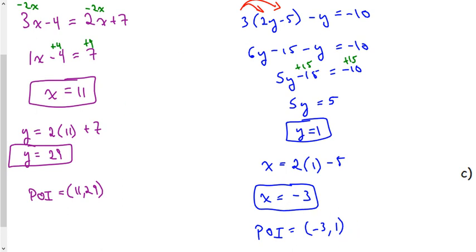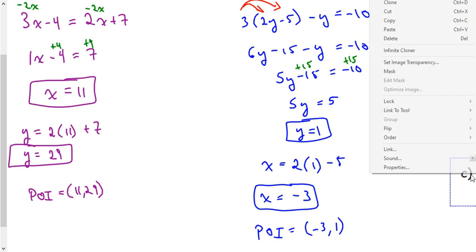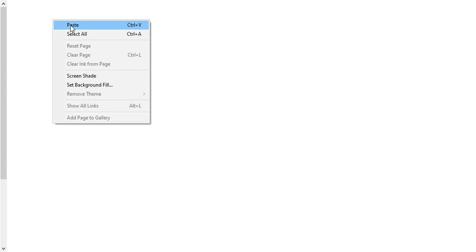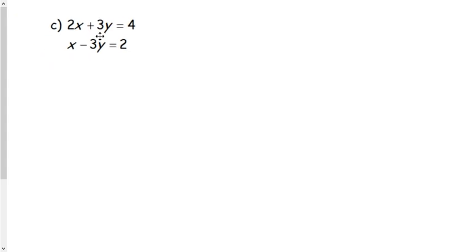Okay, I'm going to create a new page here and then do my next one. Okay, so this appears just next to the other two. These are two equations in standard form, meaning I've got my x and my y terms on one side, my regular number on the other side. So let's do elimination.